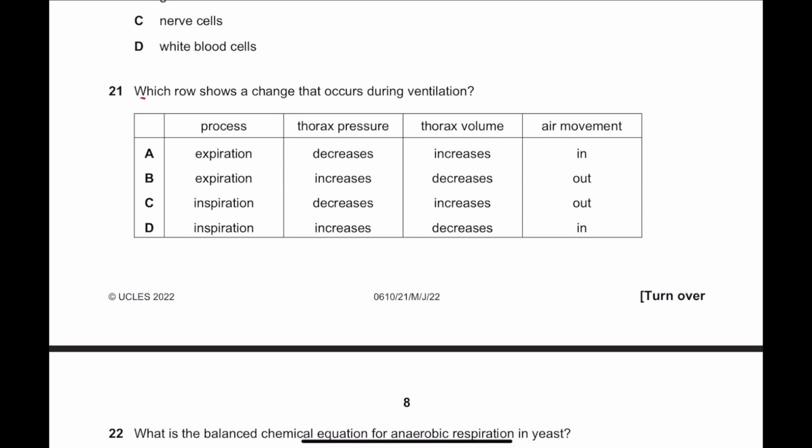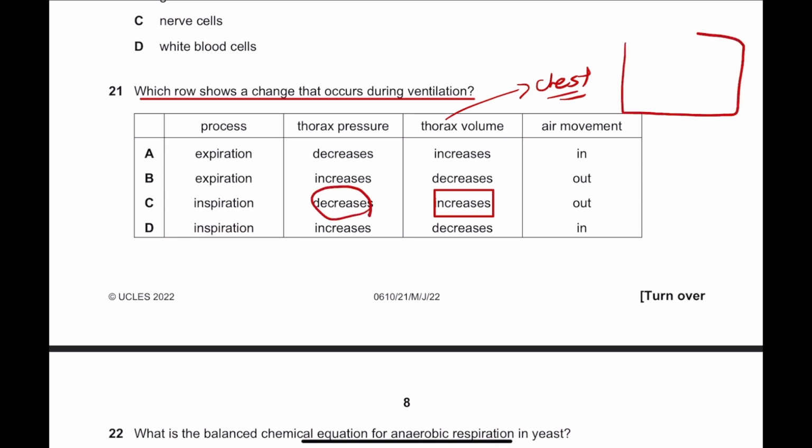Number 21. Which row shows a change that occurs during ventilation? During ventilation, two things can happen: inspiration and expiration. During inspiration, we take air in. In order to do so, we have to make the thorax volume increase. By increasing the thorax volume, which is the chest volume, the pressure automatically decreases. The bigger the space, the less pressure.